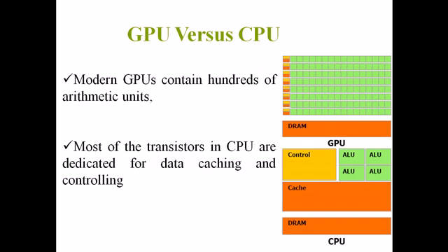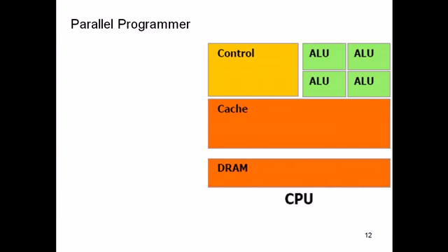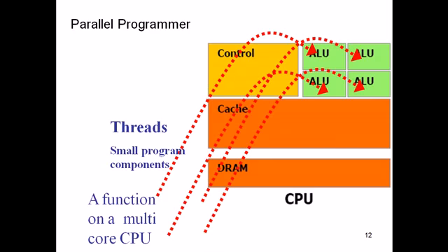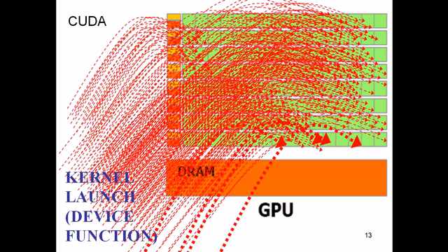Modern GPUs contain hundreds of arithmetic units. Most of the transistors in a CPU are dedicated to data caching and controlling. In serial programming, a single thread is attached to the ALU. In parallel programming, multiple threads are run simultaneously. Since CUDA is parallel programming, it launches thousands of threads simultaneously on the GPU.